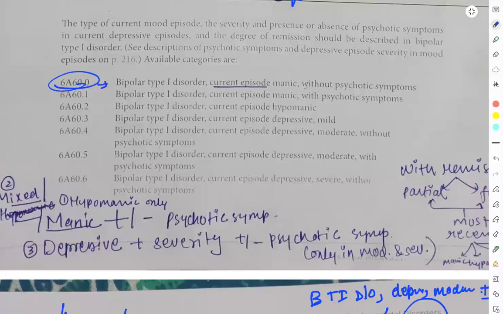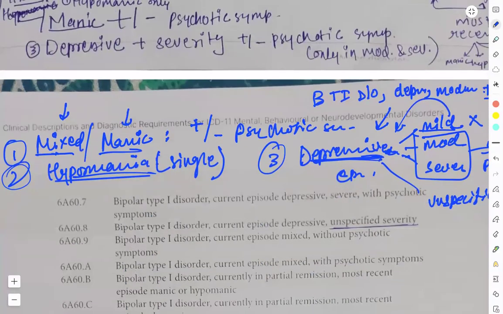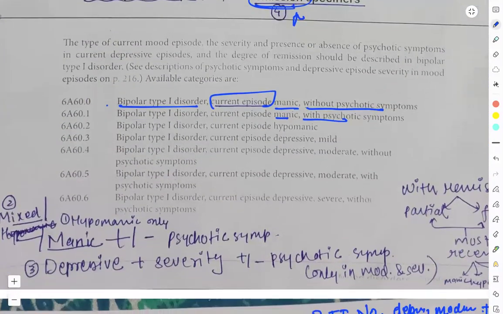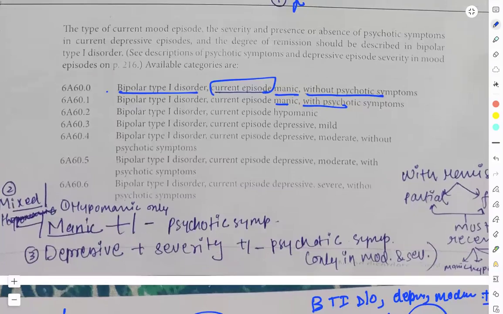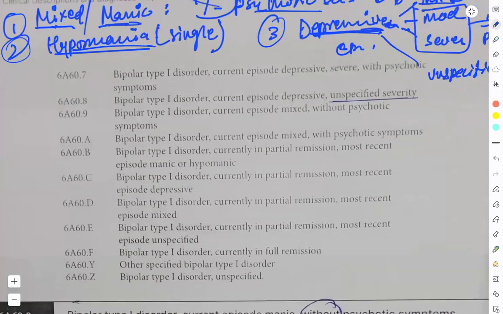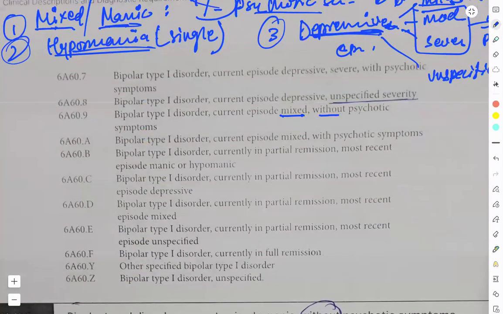So we have, you can see here, the specifiers that they're given, which we have already discussed very briefly. So what they have done is bipolar type 1 disorder, current episode manic. So manic without psychotic symptoms, manic with psychotic symptoms. That is what we mentioned. Mixed and manic with or without psychotic symptoms. So let's just cover the mixed as well. Over here, current episode mixed without psychotic symptoms and mixed with psychotic symptoms.